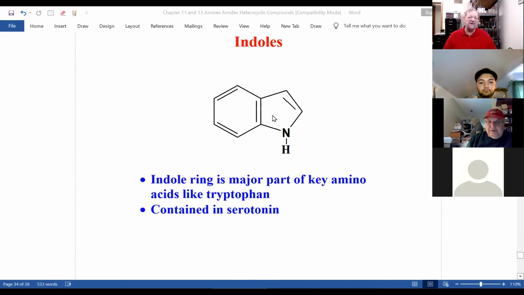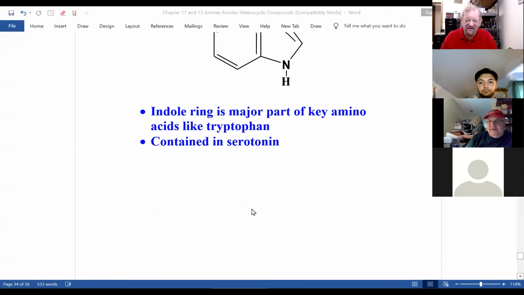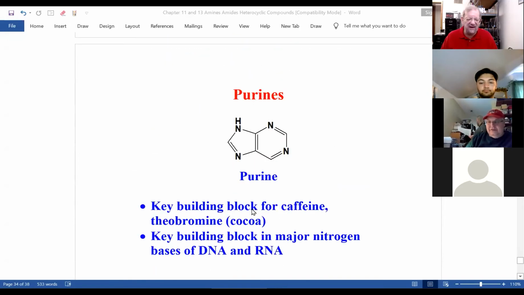Now, another heterocycle is an indole. The indoles are this, and it plays an important part in key amino acids like tryptophan and serotonin, which is good for your brain, I think. Now I'm getting well beyond my knowledge of the human body. I did that 2 days ago or longer. And again, you can come back.